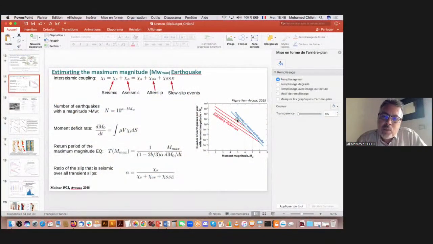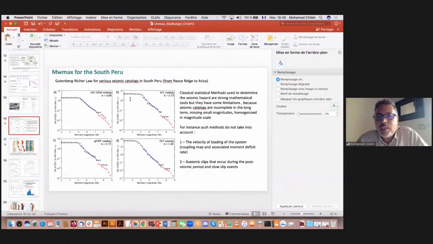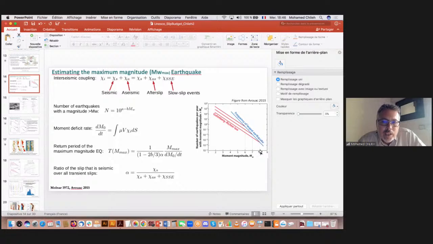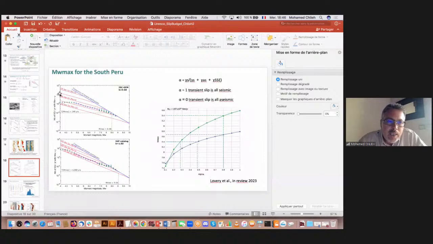Yeah, the MMAX, how you determine the MMAX. So the MMAX actually is the intersection between the Gutenberg-Richter curve that you obtain from a catalog like that, okay? And you will have a line like that that will cross your Gutenberg-Richter distribution, and the intersection with that line will give you the MMAX.